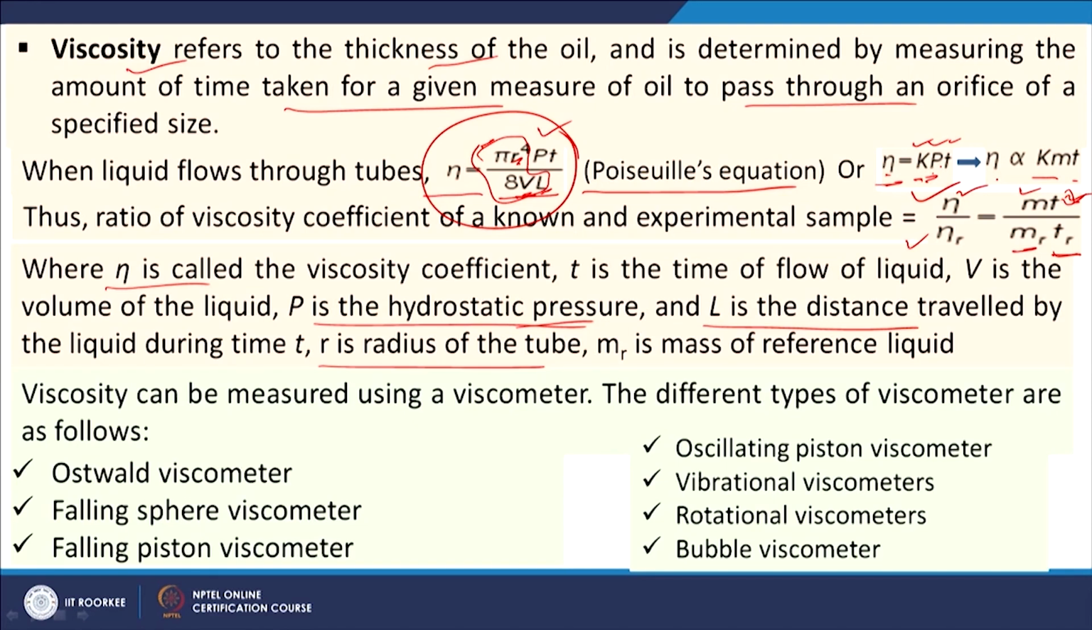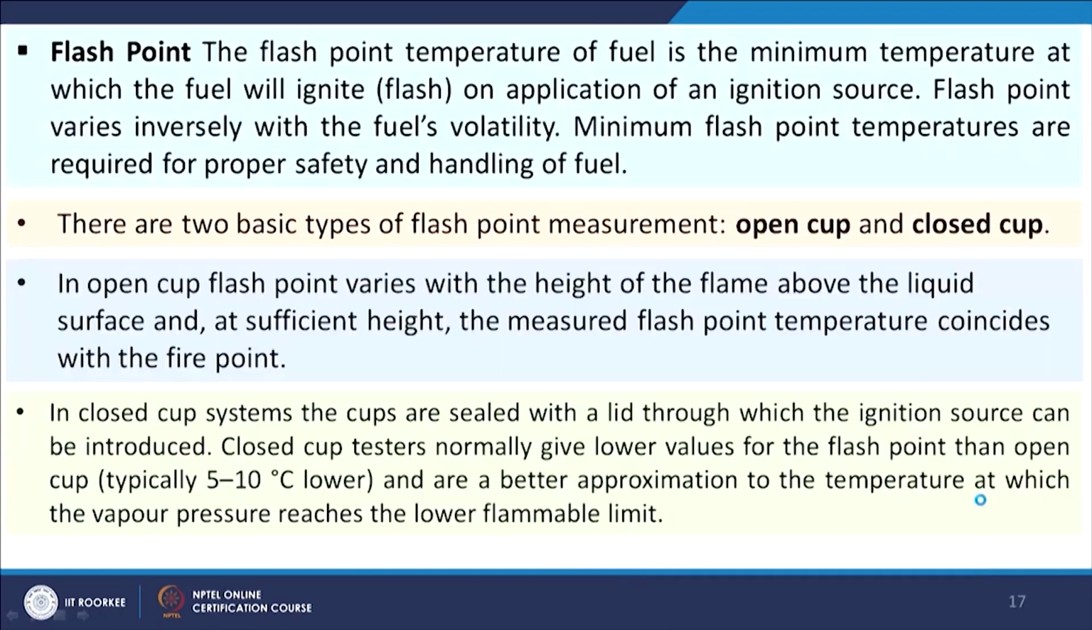This viscosity can be measured in different ways as mentioned here. Viscometers include the Oswald viscometer, falling sphere viscometer, falling piston viscometer, oscillating piston viscometer, vibrational viscometers, rotational viscometers and bubble viscometer. Another property is flash point.